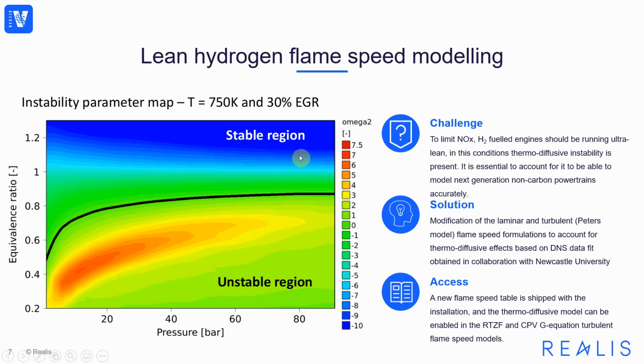We can see a stable region for the negative value of the parameter and an unstable region where the parameter has a positive value. And we can also see that the strength of the thermodiffusive instability changes quite significantly depending on the thermochemical properties of the mixture.